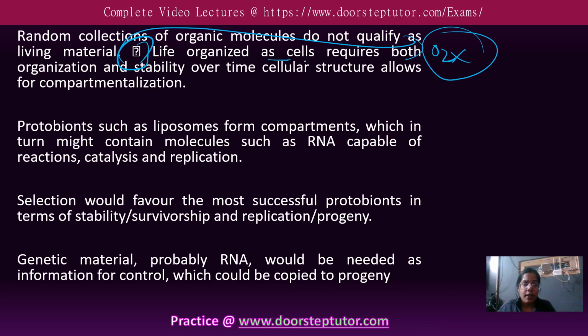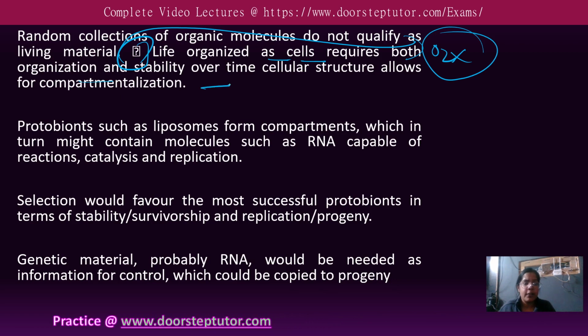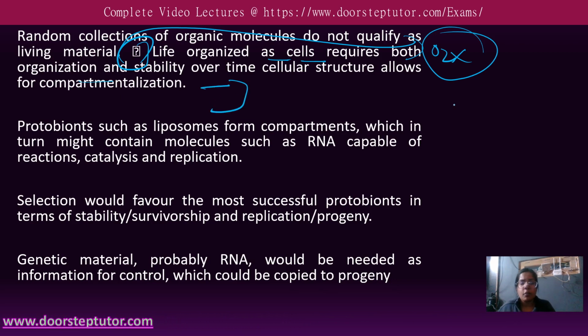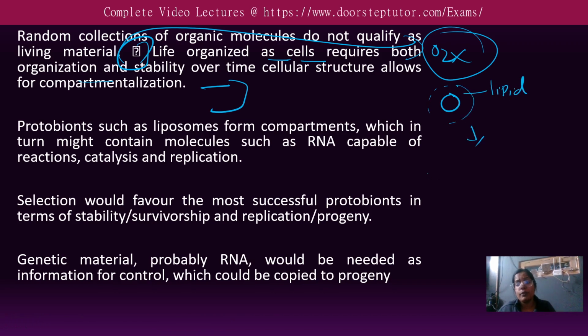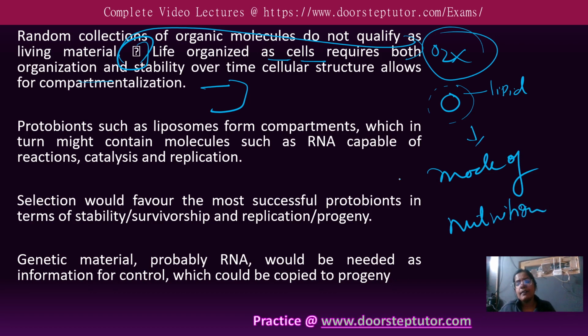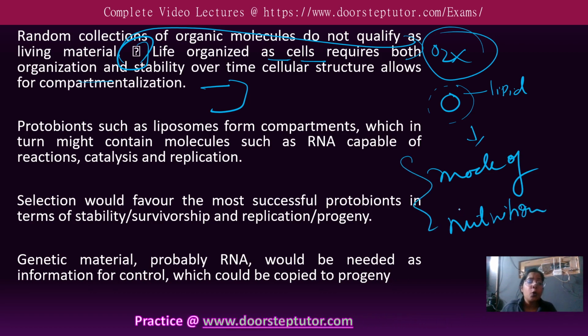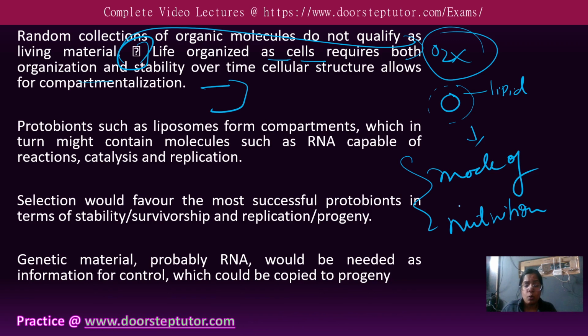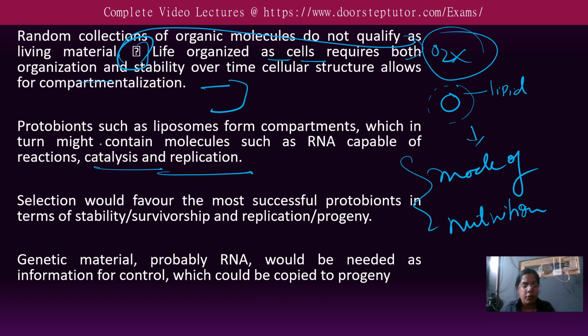So life organized as cells requires both organization and stability over time. Okay, because obviously if there is any cell, it requires some layer to form around it, that is a lipid bilayer. And also their mode of nutrition is an important parameter. So these things are somehow important. Protobionts, such as liposomes, form compartments which in turn might contain molecules such as RNA capable of reaction, catalysis and replication. So there are different protobionts.